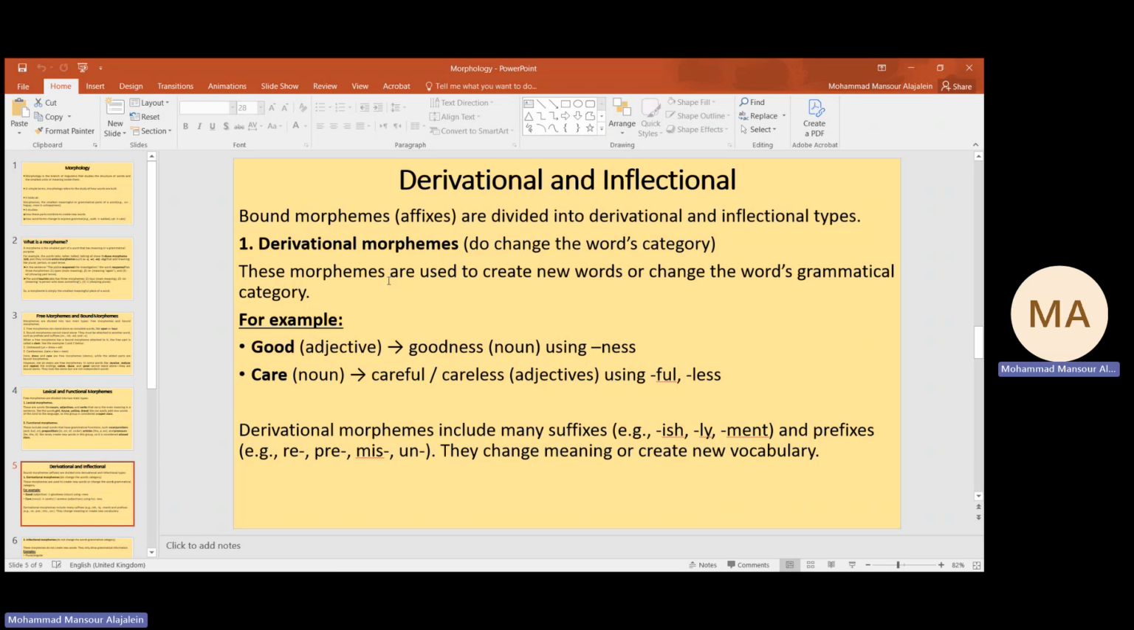Derivational morphemes include many suffixes. Well, the suffix is the bound morpheme that is added or attached to the word, at the end of the word. And prefixes are the bound morphemes that are attached to the word at the beginning.